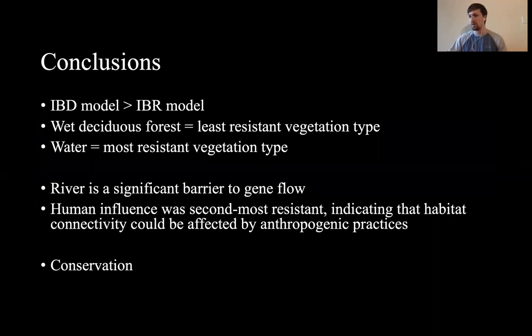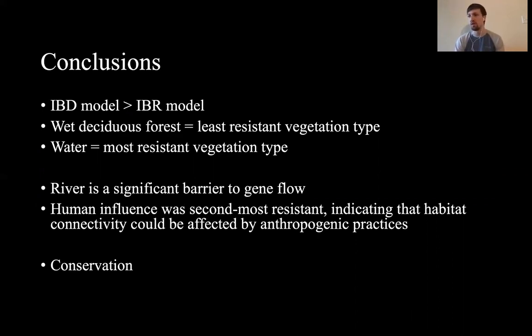As far as the conclusions that can be made from this, I would say that you can decide that the IBD model is better than the IBR model as far as explaining FST. You can also say that the wet deciduous forest was the least resistant vegetation type, while water was the most resistant vegetation type. While I did not predict that the distance model would fare better than the resistance model, the conclusions from the resistance model still support previously published literature regarding landscape genetics and amphibians.